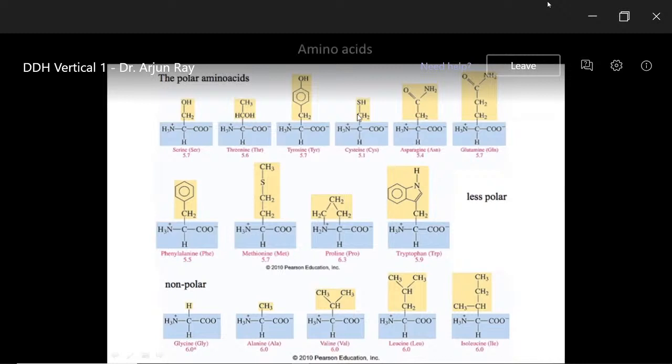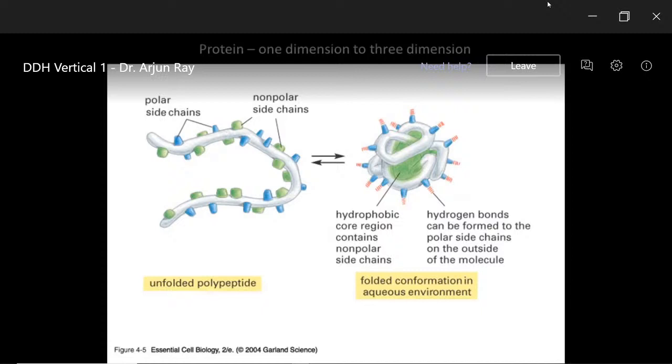Now, here you can see that there is a random arrangement of polar and non-polar amino acids with the side chains protruding from the backbone.